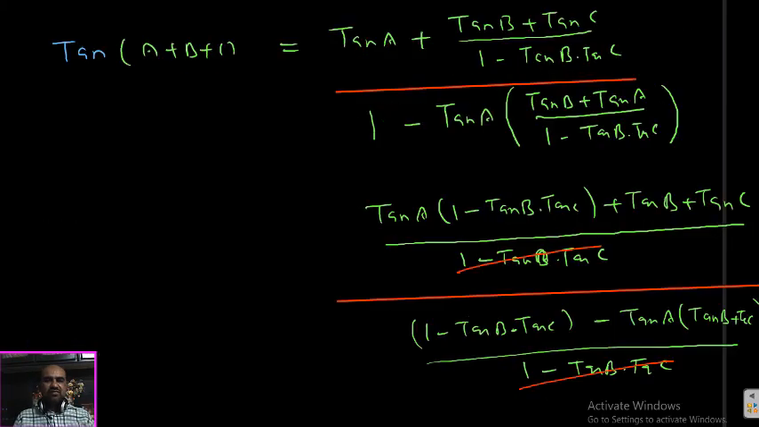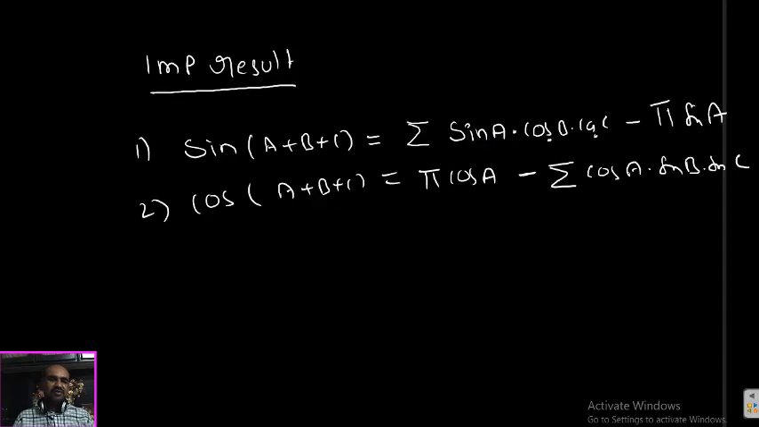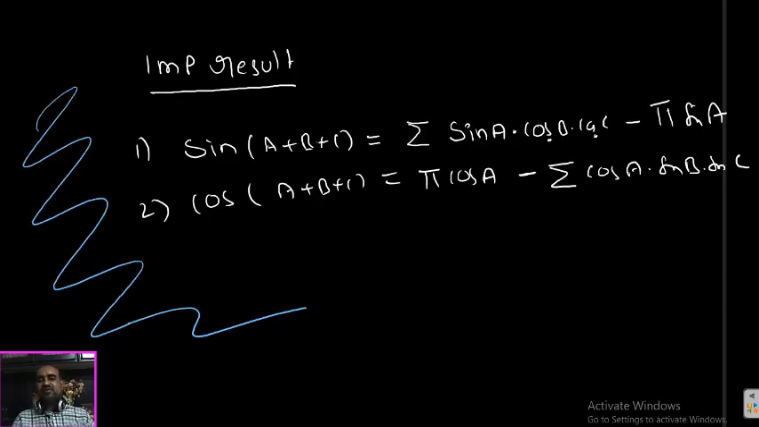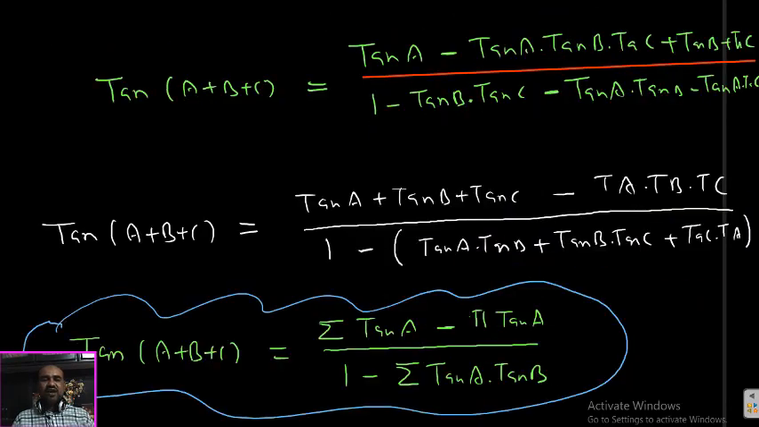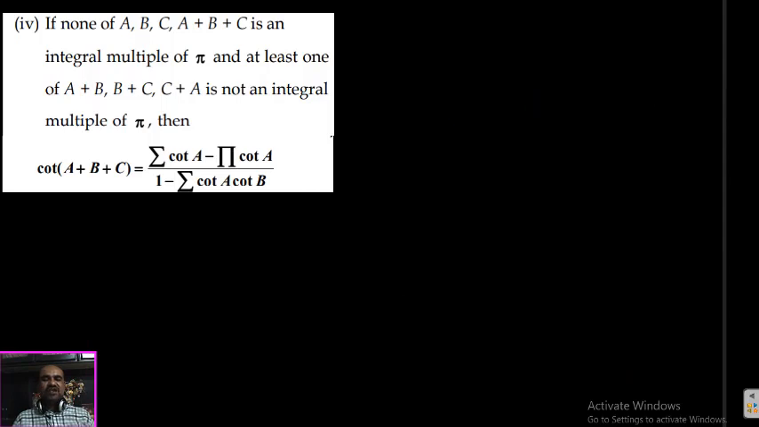Listen students, what we discussed is important. These are the first two results: sin of A plus B plus C, cos of A plus B plus C, then tan of A plus B plus C and cot of A plus B plus C. No need to derive for secant of A plus B plus C and cosecant of A plus B plus C. By using these four results only you can solve the problems. Okay students, now I want to explain some more important results.